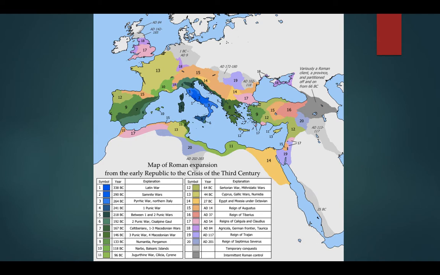It doesn't expand too much more after that. Augustus is much more interested in maintaining what they have. This is partly because you can see up in Germany, 1 BC to AD 9, the Germans wiped out a massive Roman army in AD 9. And at that point, Augustus thought, well, let's just keep what we have.